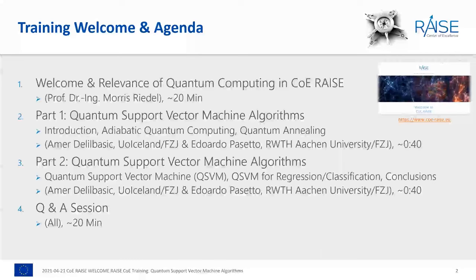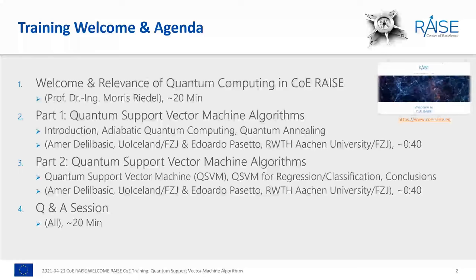And here we start with the first part of quantum support vector machines, which is really more an introduction to the topic. Quantum computing is not at all as simple as we know with zeros and ones. Here we talk about different entanglements and different elements, which are basic terminologies we know about quantum annealing. Why is a qubit different from the zeros and ones we know from normal bits? This is an idea called superposition and things like that. This will be presented by Amer Delilbasic, who is here on the call together with Eduardo Pasetto, and I will talk about them a little bit later.